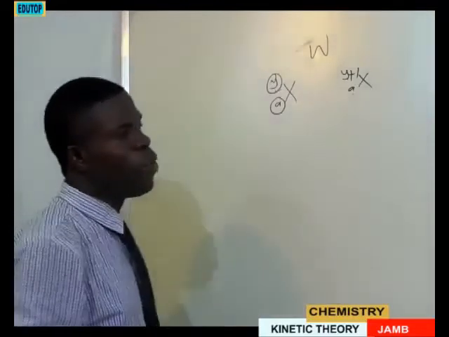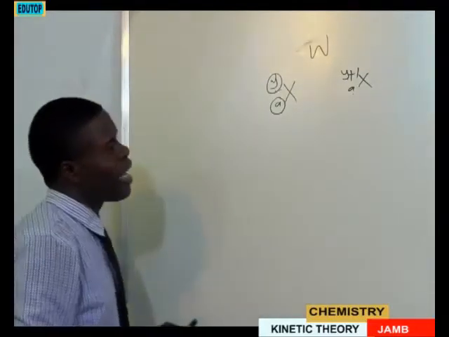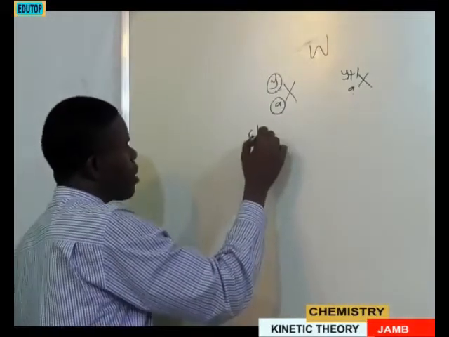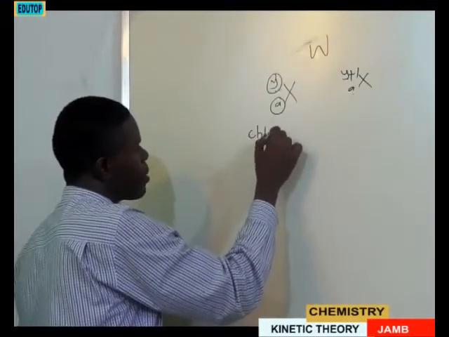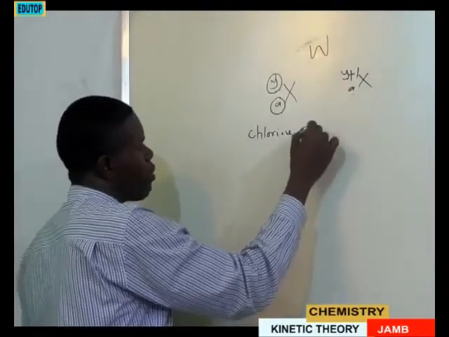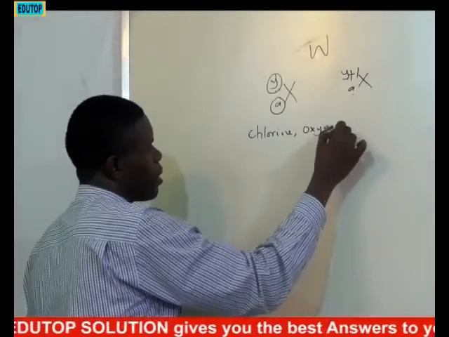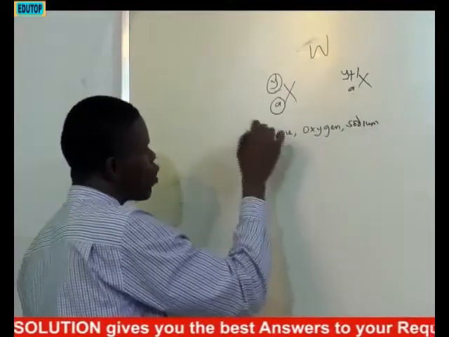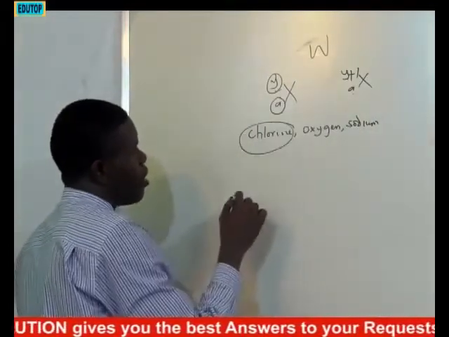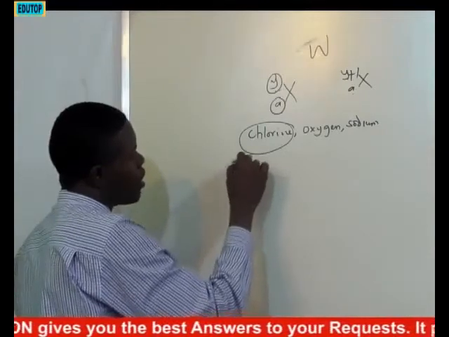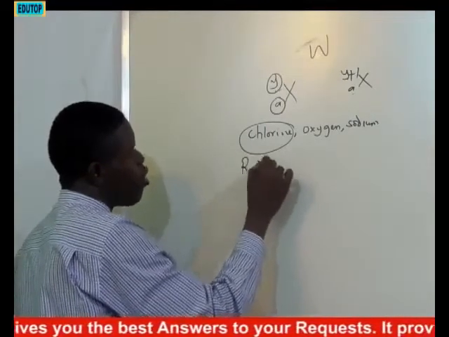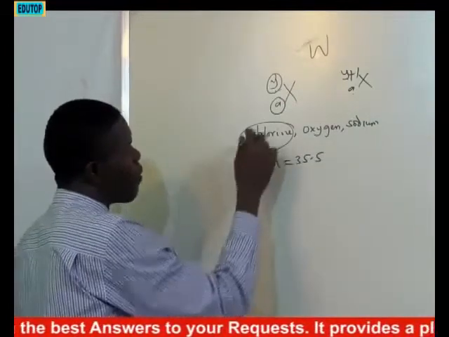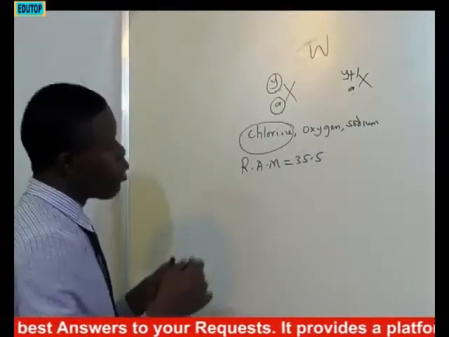And let me quickly give you examples of elements that exhibit isotopy. Chlorine is one of them. Oxygen is one of them. Sodium is one of them, etc. So this one is a special case. When you ask us what the relative atomic mass of chlorine is, we will say it's 35.5. It is derived from this concept of isotopy.